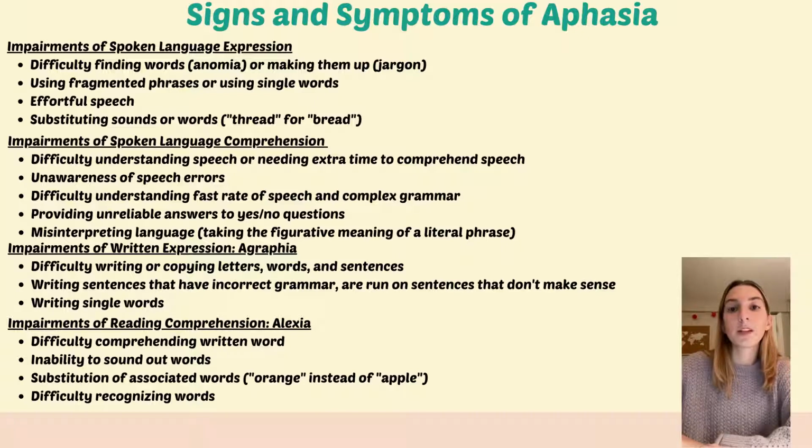Another symptom of aphasia is impairments of reading comprehension. This is called alexia. It's categorized by difficulty to comprehend written words and an inability to sound out words. Difficulty recognizing words is also a common thing for someone experiencing alexia to have.